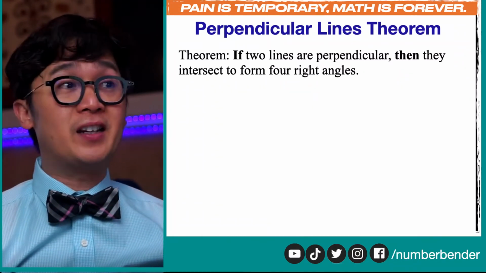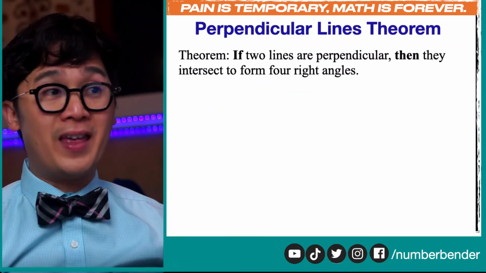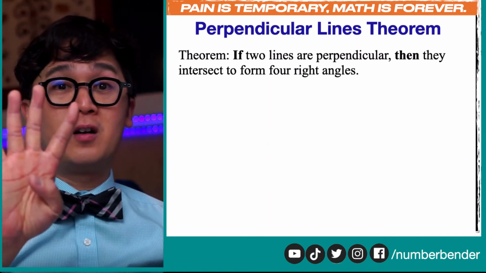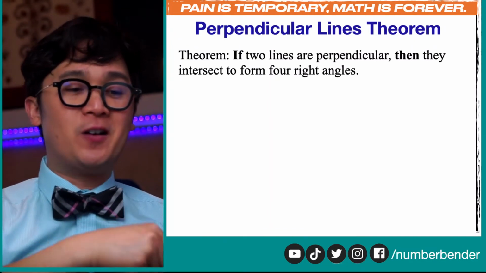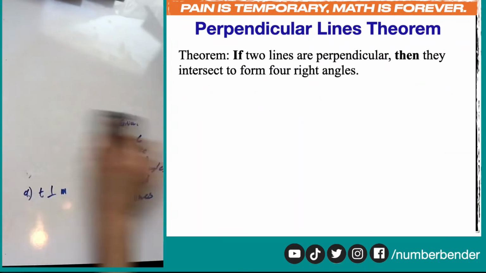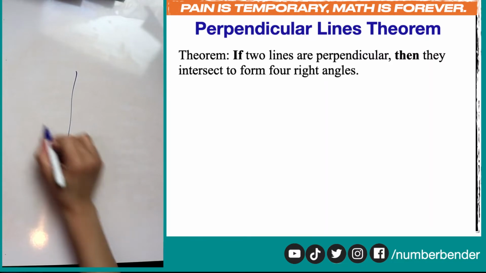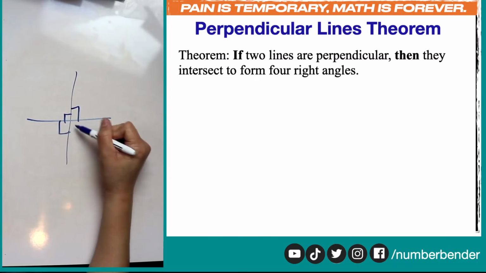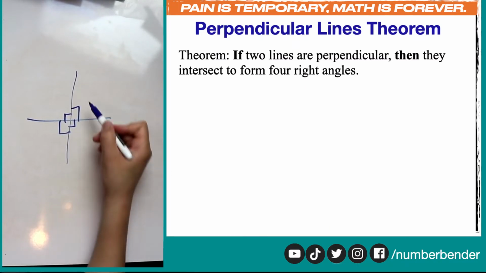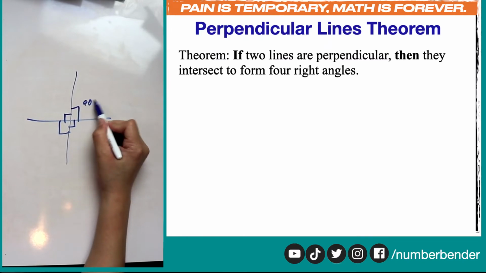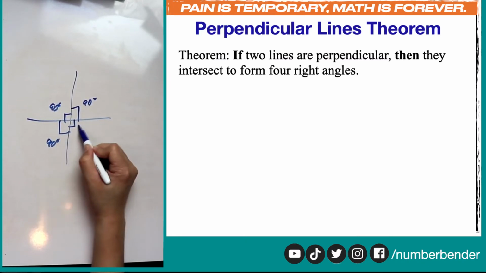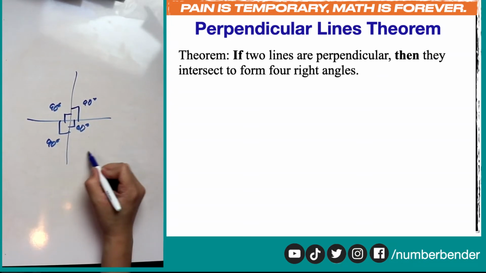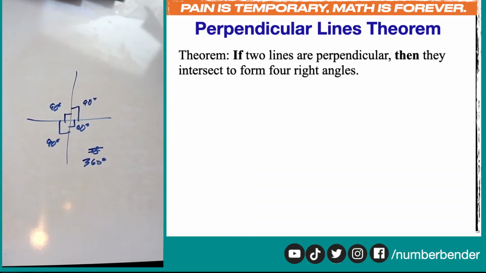So the first one is that if two lines are perpendicular, then they intersect to form four right angles. So that means if we have perpendicular lines, this is our perpendicular lines, they form 1, 2, 3, 4 right angles. So all this quadrant right here, they are all 90 degrees, 90 degrees, 90 degrees, and 90 degrees. And the sum of this is equal to, not 180, 360 degrees. So this is the perpendicular lines theorem.